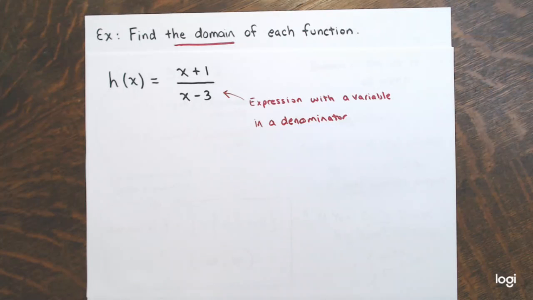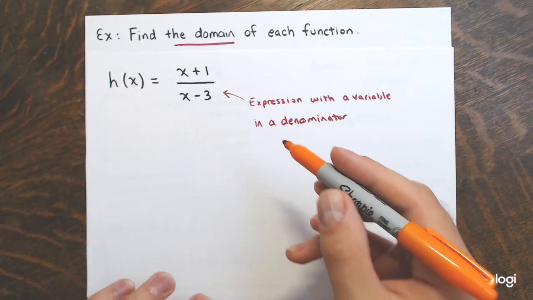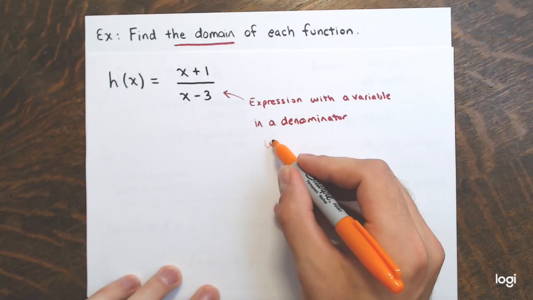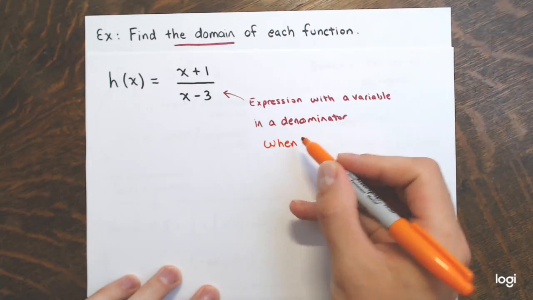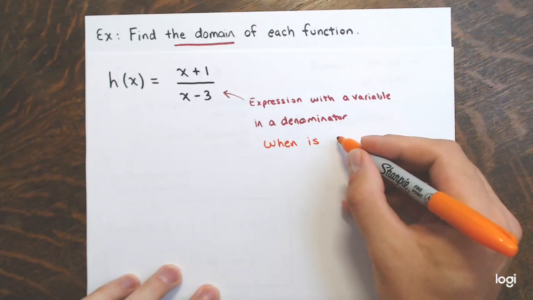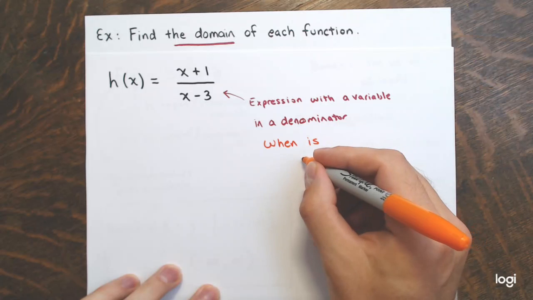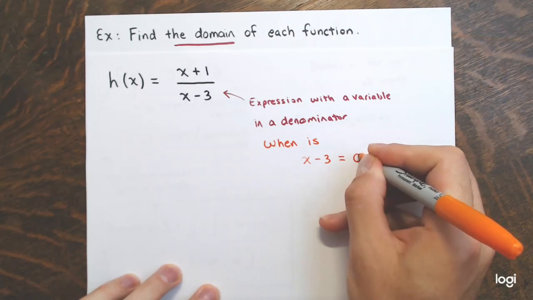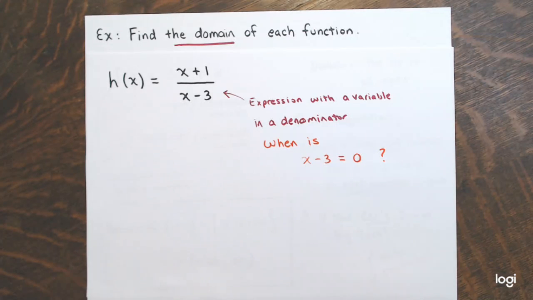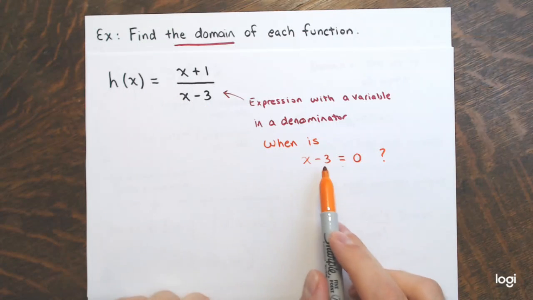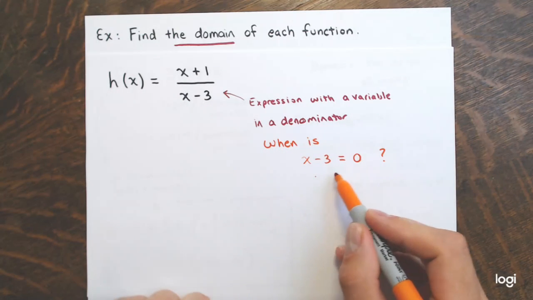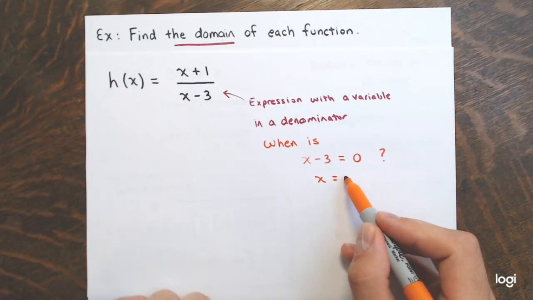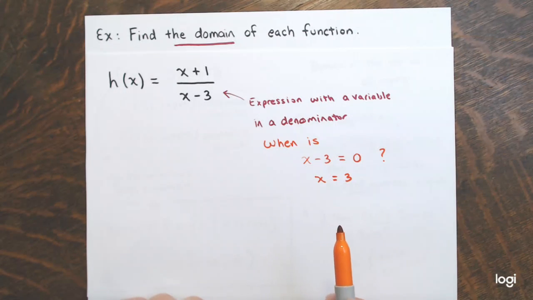So the question is now, when is that denominator going to be equal to 0? So when is x minus 3 equal to 0? Now that's a simple linear polynomial equation. When is the denominator of x minus 3 equal to 0? Simply when, just adding 3 to both sides, the answer is when x equals 3.